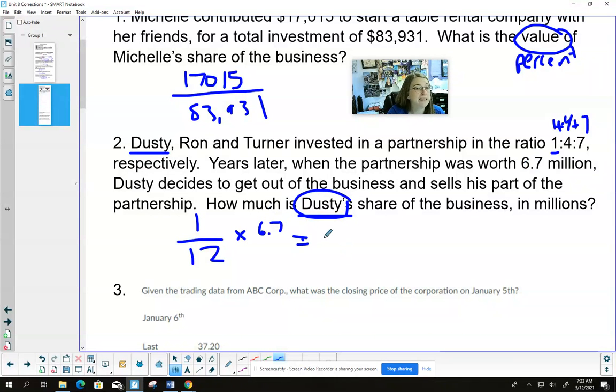Yes, it is 6.7 million. However, I wanted you to leave it like this with the understanding that our answer is going to be in millions. But if you didn't, I went back through and I graded that and gave that to you. So again, some people's mistake is they used Ron or Turner's numbers, which were 4 and 7. Dusty was the first number. Yeah. A couple of you guys just forgot how to make that fraction also.